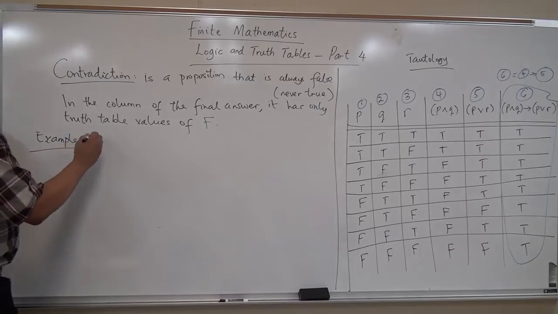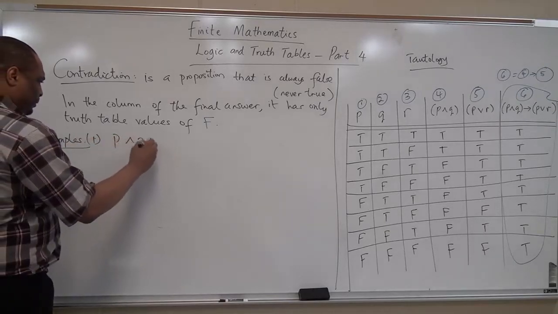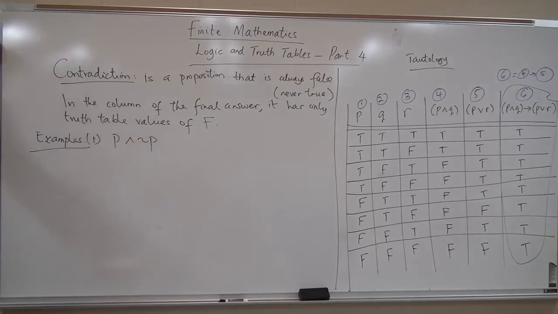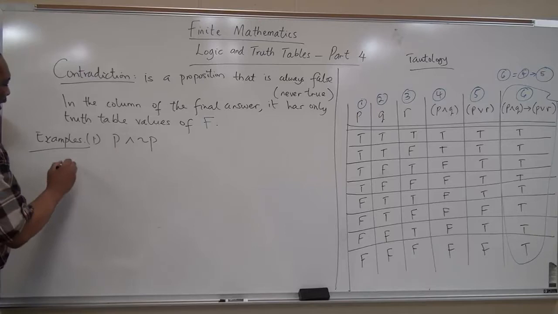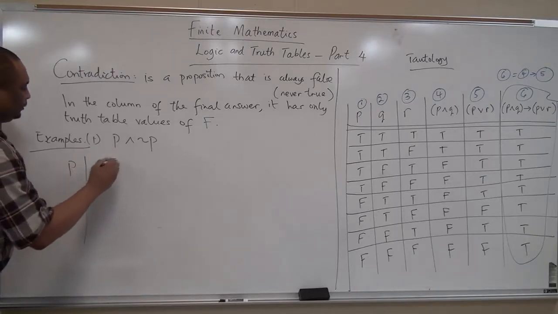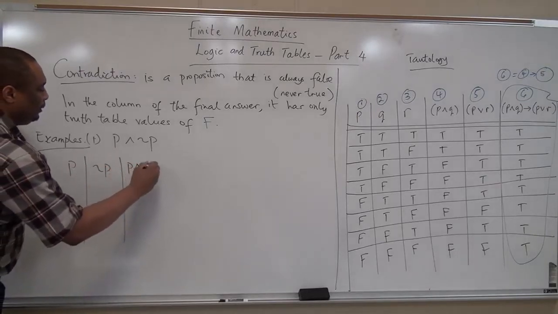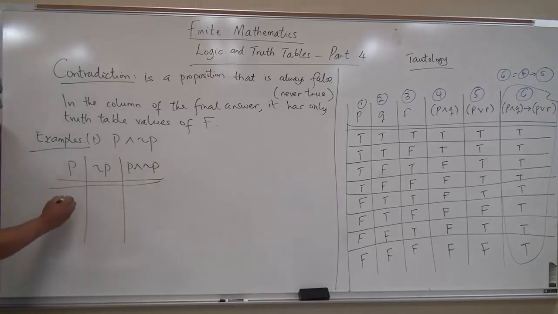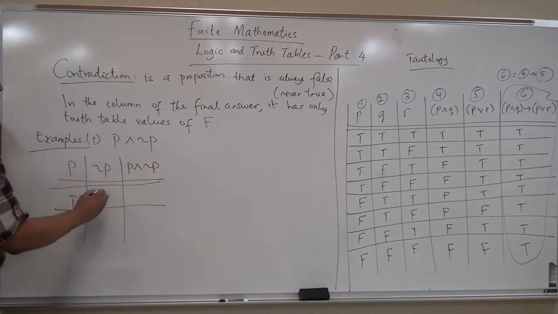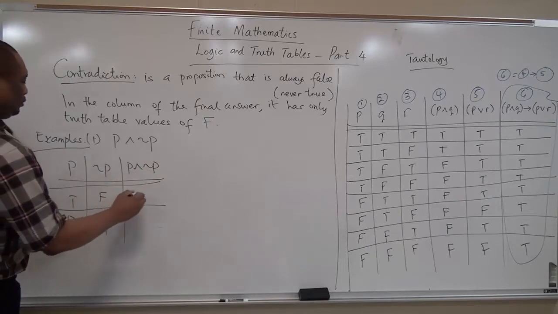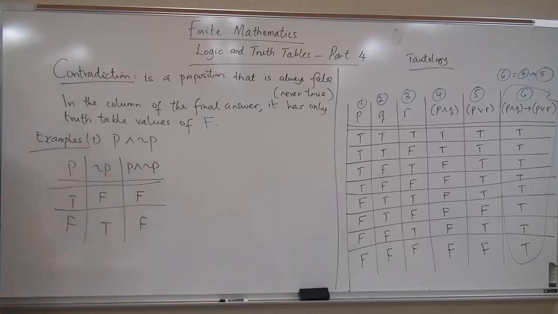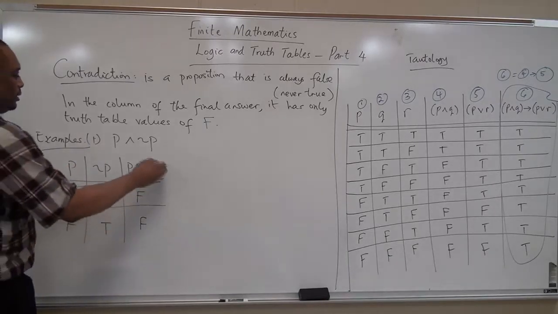All right, let's do some examples. The first one, let's look at P and not P. So what would this give us? We have P, not P, P and not P. Then we have true, false. This is false, true. And this will be false, false. So this is a contradiction. Because here, in the final column, it is all false.